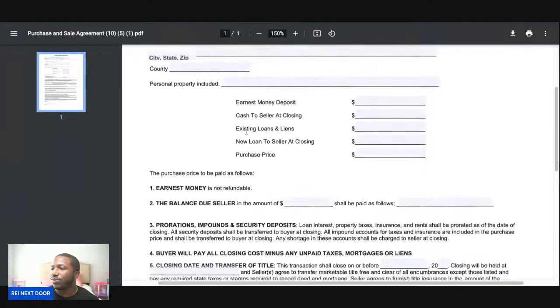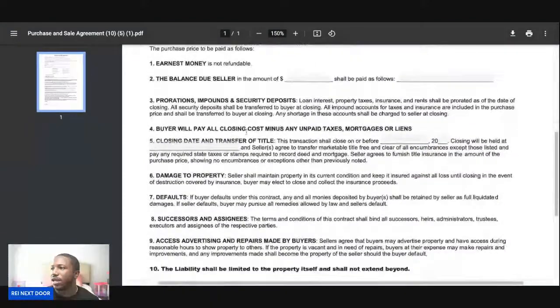And then if we scroll down, these are all the clauses, right? All the clauses that are within the agreement are right here. So earnest money is not refundable, and we're going to talk about that. The earnest money is not going to be refundable if you go beyond the due diligence period, which is written down below, which we're going to talk about.